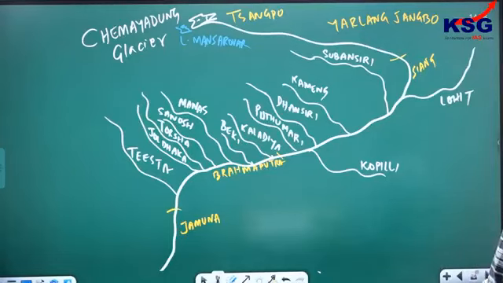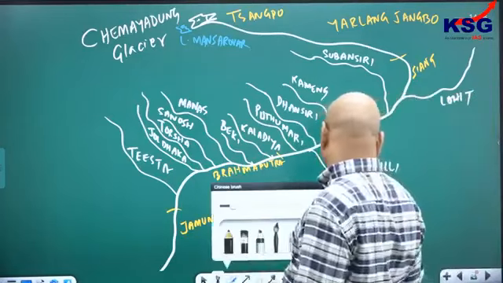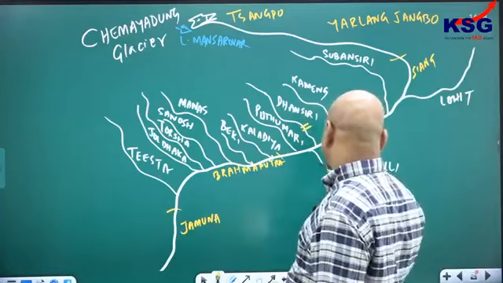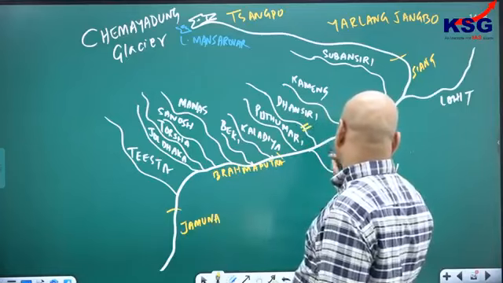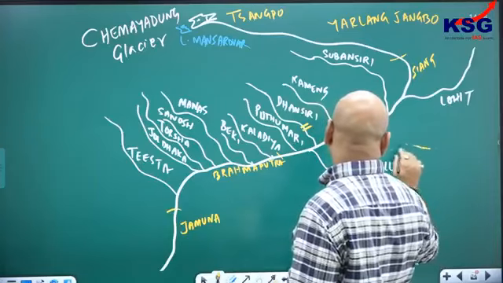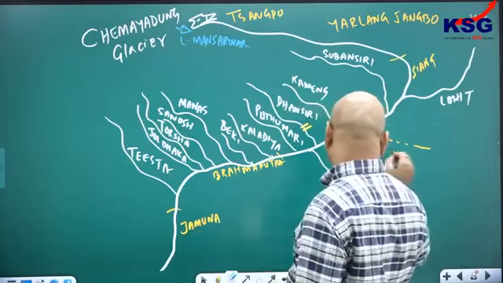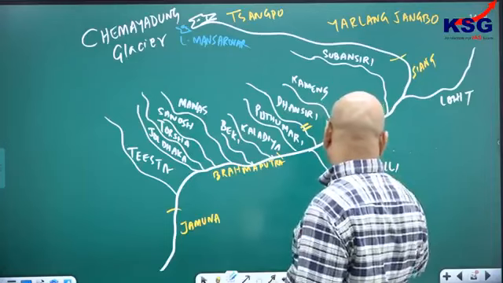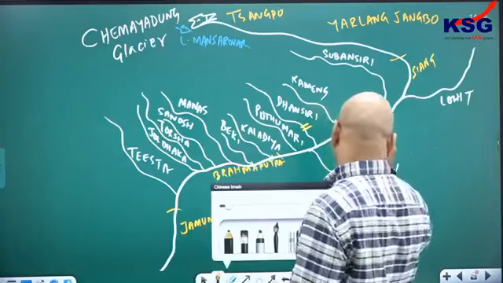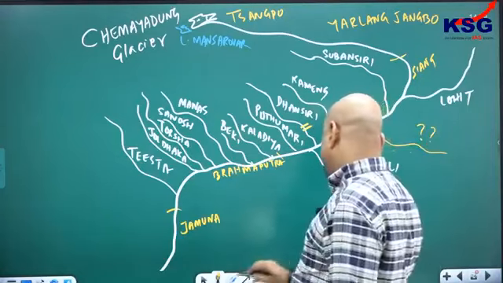Is that the correct one? Just check out the location of Dhansiri. Only just see this. Is this Dhansiri or this side Dhansiri? There is a river between Subansiri and Kameng. What is the name of this river? Can you see in your atlas? There is also a river here. What is the name of this river?